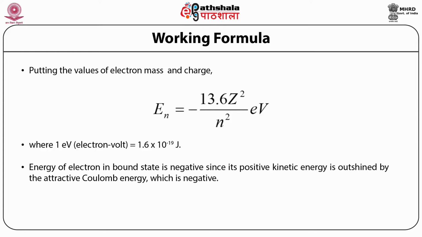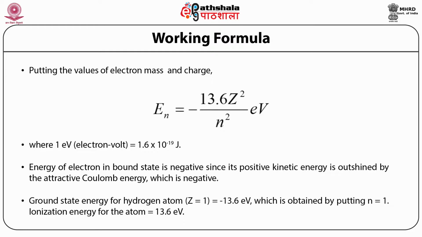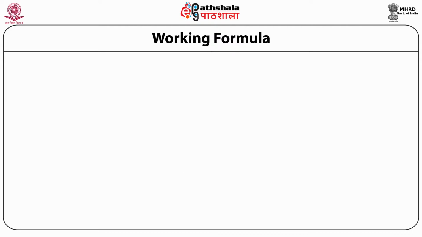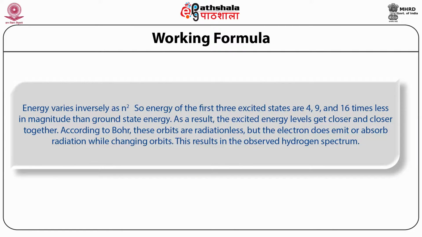Similarly, if you measure in joules, it's very large on the atomic and molecular scale. So you use an energy unit which is 1 electron volt, and that is equal to 1.6 times 10 to the power minus 19 joule. And as I have already explained, the bound state energy of an electron in an atom is always negative. As I have already told you, the energy varies inversely as n squared. So the energies of the first 3 excited states are 4, 9, and 16 times less in magnitude than the ground state energy.